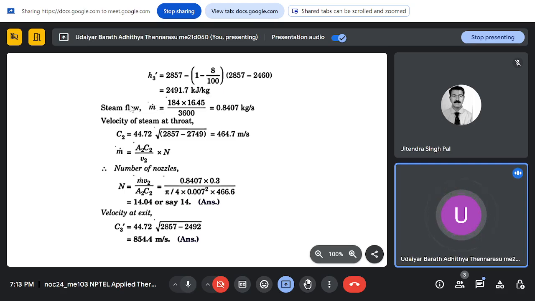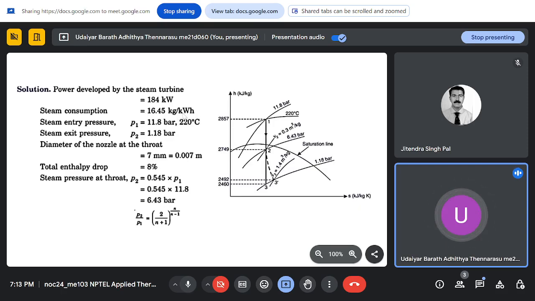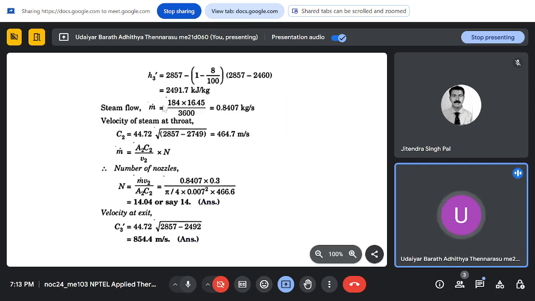The steam flow rate is given in terms of kg per kilowatt hour. Substituting, we can estimate the total steam consumed. The mass flow rate is 184 into 116.45, which comes out to be some value in kg per hour. Converting that into seconds, we divide by 3600, so the mass flow rate comes out to be 0.8407 kg per second. Steam consumption is known in terms of kilowatt hour, so we multiplied with the power generated and converted it into kg per second. Now we know the mass flow rate.